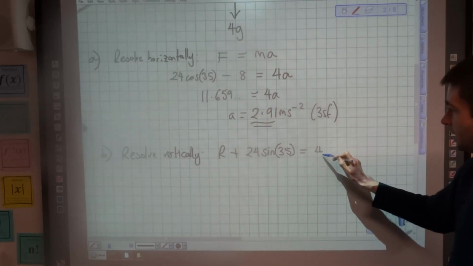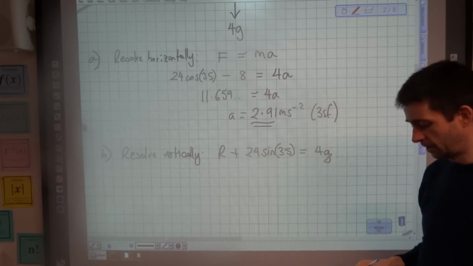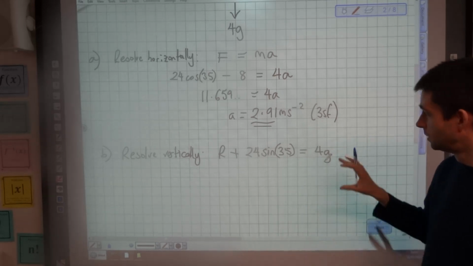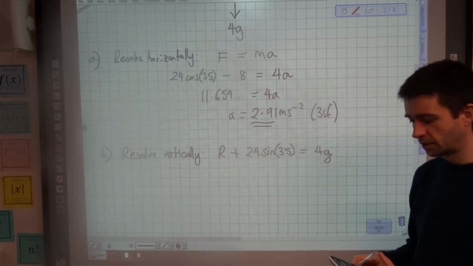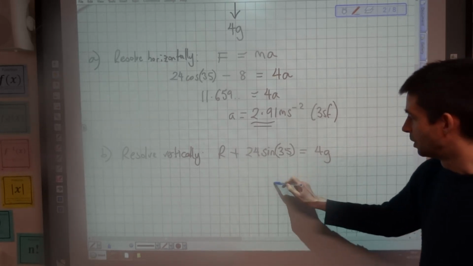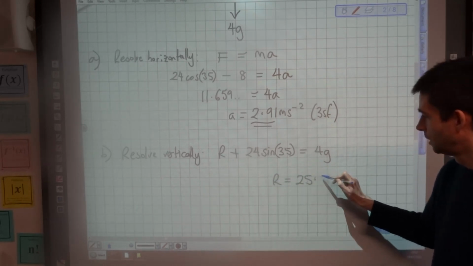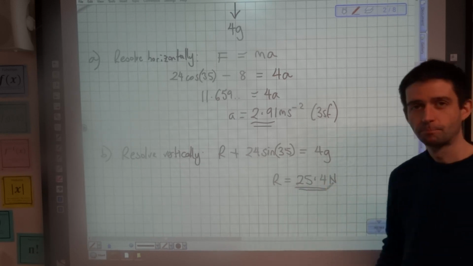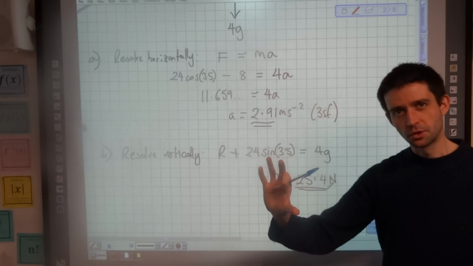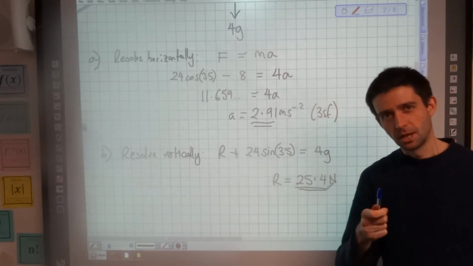Remember that in maths we take g to be 9.8. So I'm going to do 4 multiplied by 9.8 and subtract 24 sine 35 to get my normal reaction force, to 3 significant figures, of 25.4 newtons. So there we go: resolve horizontally to find the acceleration, resolve vertically to find the normal reaction. I'll see you in the next video.